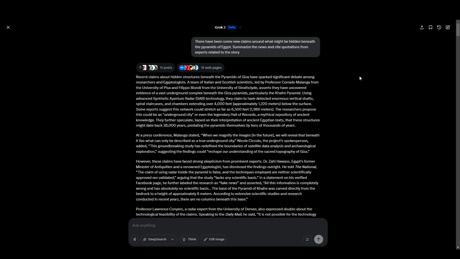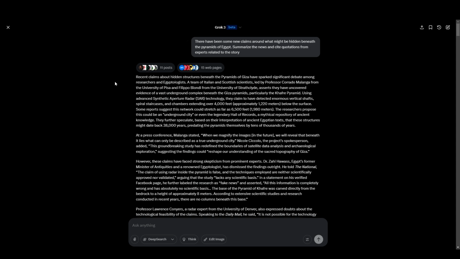And I figured since there's definitely passion on both sides, it would be a good example to use for how to improve the persuasive arguments in your writing. And I used the exact same commands in both chatbots as much as possible. So I started with, there have been some new claims around what might be hidden beneath the pyramids of Egypt. Summarize the news and cite quotations from experts related to the story.